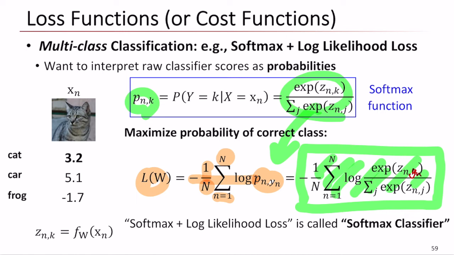In other words, to train your multi-class classification mapping function, on the output of the mapping function, let's say zn,k, we apply the softmax function and use a log likelihood loss. Then by minimizing this loss, you can train a better W. This is the loss function for the multi-class classifier. So to sum up, softmax plus log likelihood loss is often called the softmax classifier.